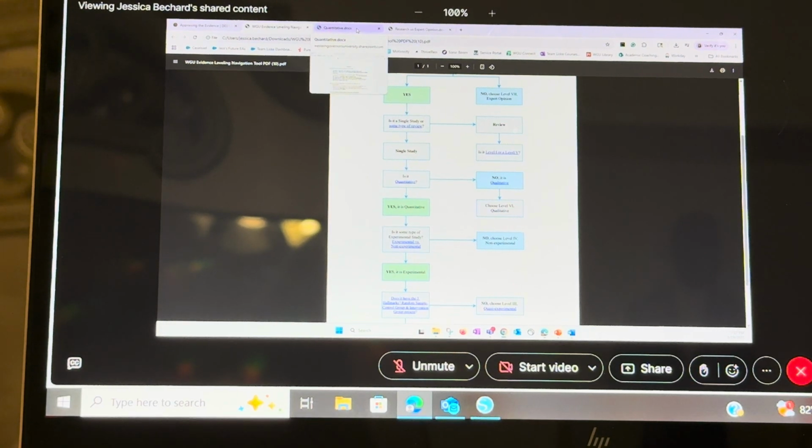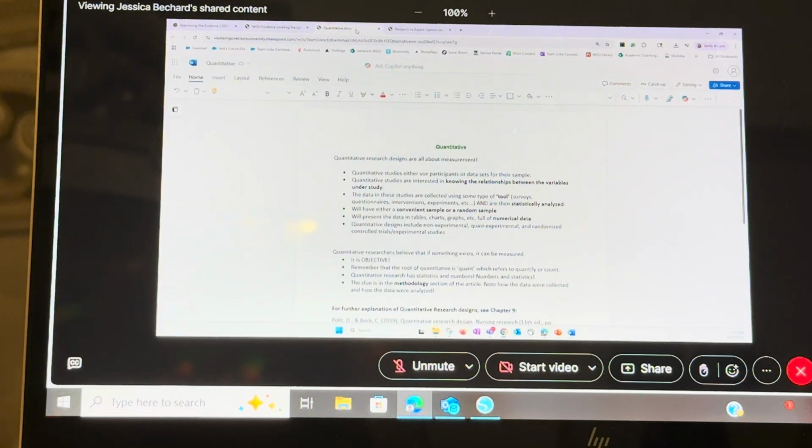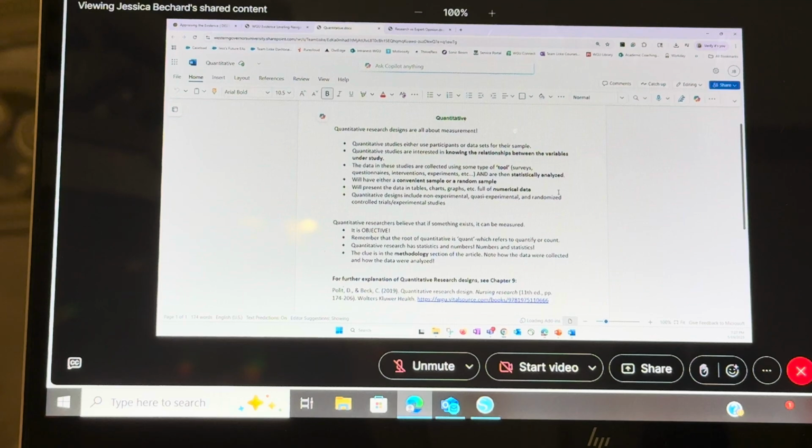Numbers, yes, absolutely. Quantitative has to do with numbers, volume. Okay, so great job. Quantitative research designs are all about measurement. So they either use participants or data sets, right? So we do have participants, right? And then quantitative studies are interested in knowing the relationship between variables under study.